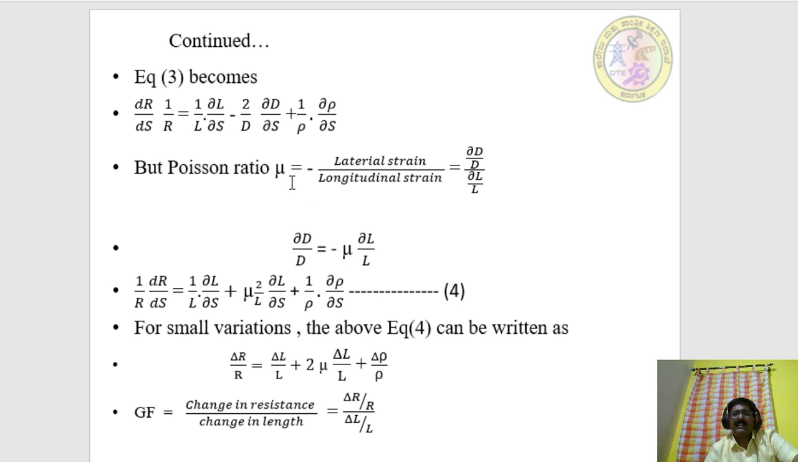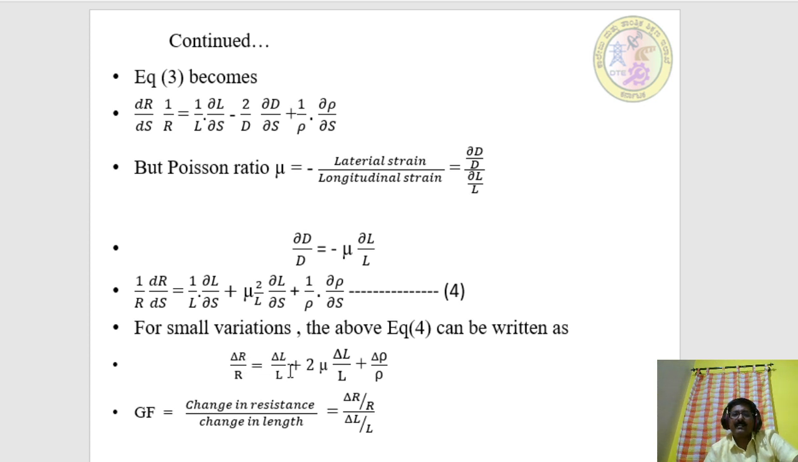Now when I simplify and interchange this, cross multiplying, dou d by d is equal to mu into dou L by L. Now see, the equation gets altered. When I substitute back this term into this equation, we get 1 by r dr by ds is equal to 1 by L dou L by dou S plus mu 2 by L dou L by dou S plus 1 by rho dou rho by dou S. See, there is a small change in the variations. And this particular equation 4 can be written in a simple manner.